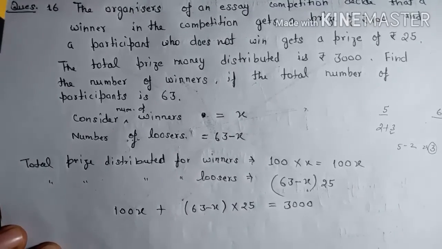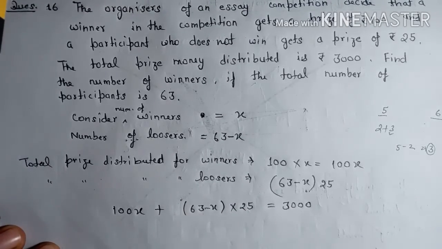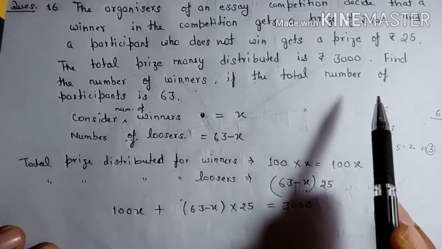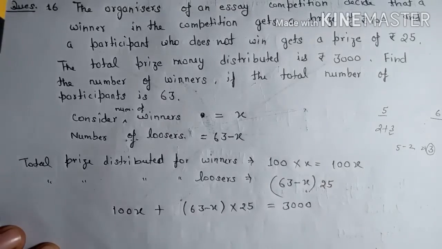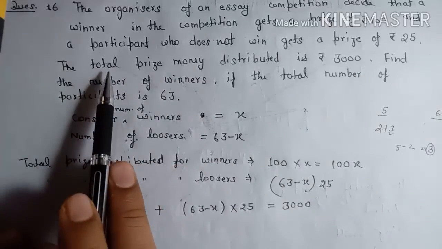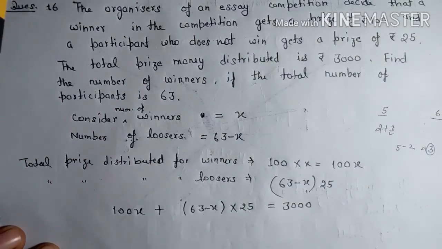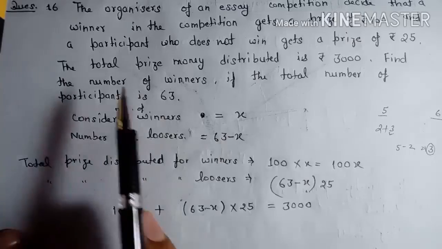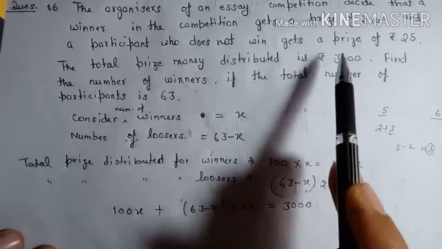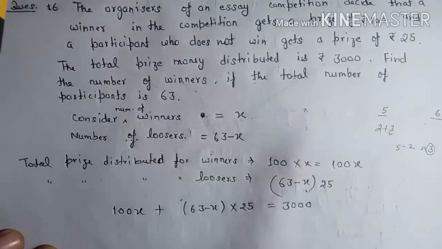Do you know how to form this equation? It is actually very easy. You need to get that point which can make the equation, and that is, it is said that total price. So you must have an idea from this line that this is the line which can make the equation. Now solve this.